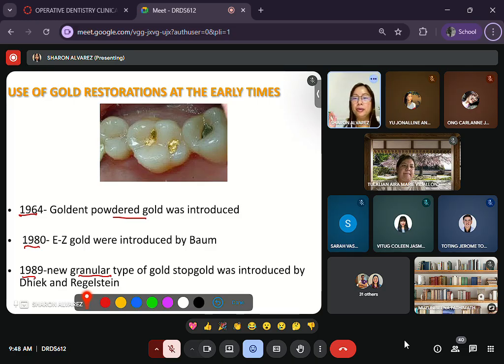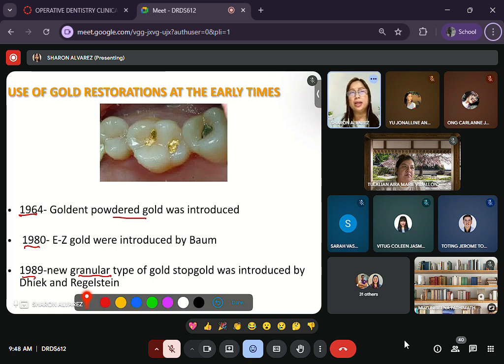But still, gold is considered to be the most biocompatible. It's one of the most serviceable restorative materials that we have. It can even last a lifetime when prepared properly. It's the only restorative material that can promise to last a lifetime. But then again, because of the cost, we are not doing gold restorations anymore.